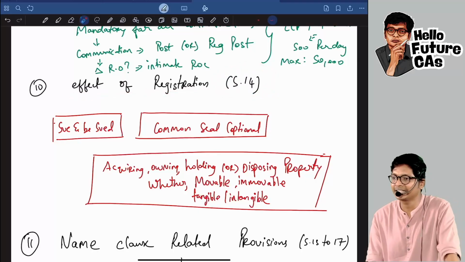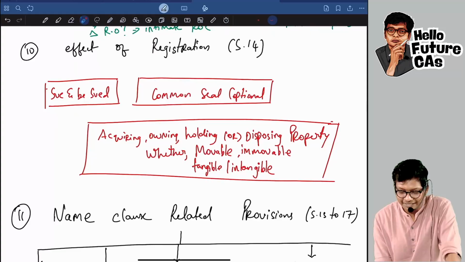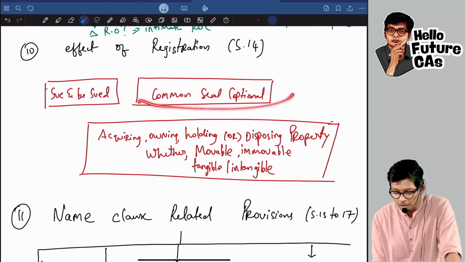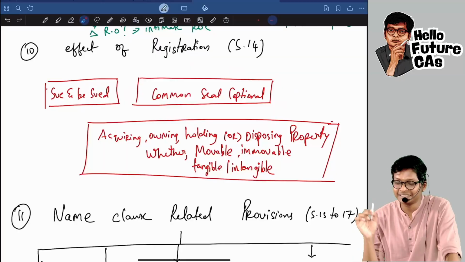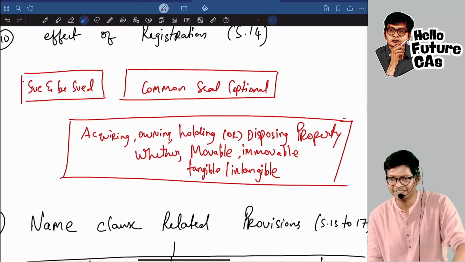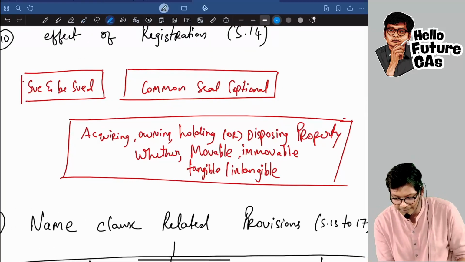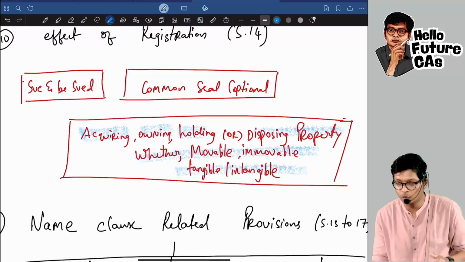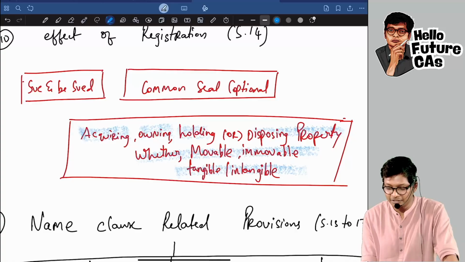Are you all with me, guys? Okay. So what they are saying, you can sue and you can also be sued. Common seal is optional. Same thing. And look at all the other points. Same. Copy paste. Company can acquire, own, hold, dispose property, whether it's movable or immovable. Where we saw this? Section 9.